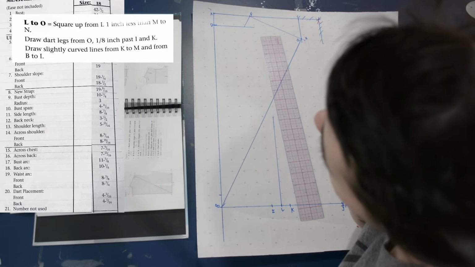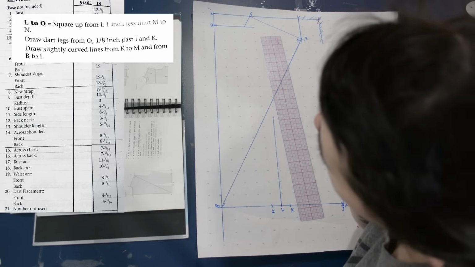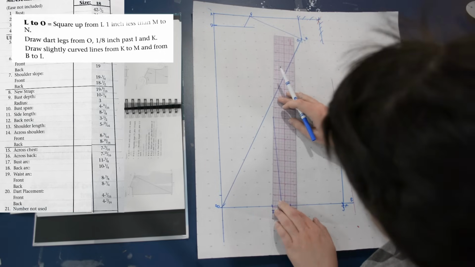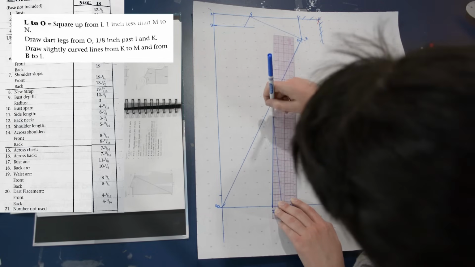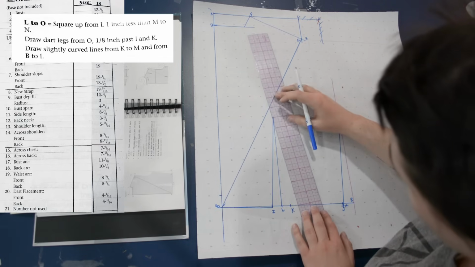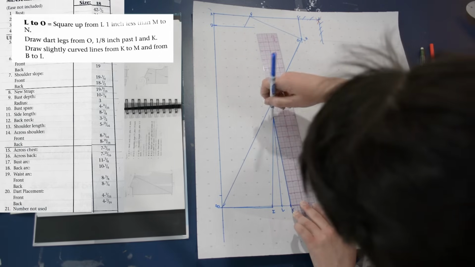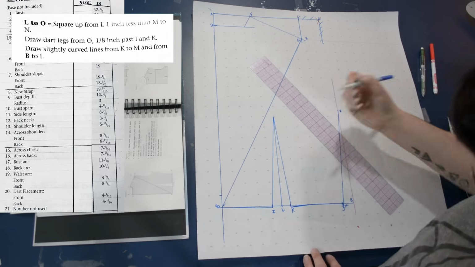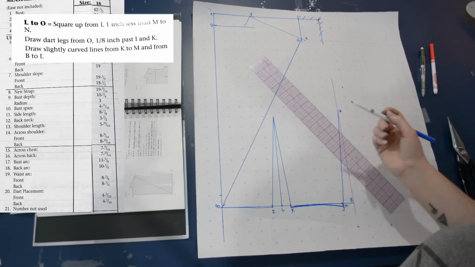Draw dart legs from O, 1/8 of an inch past L and K. Draw slightly curved lines. So they're saying you're going to come down an extra 1/8 from these down here, like this, and then curve this like that. And then same for over here. Connect this dart leg, but with a little bit extra, and again, you're going to curve this to M, funny enough, down here. So precise.